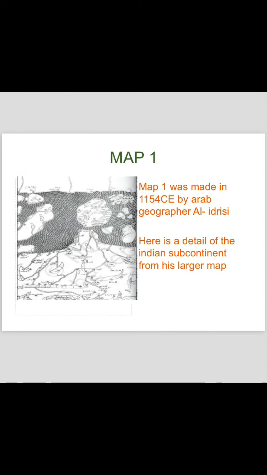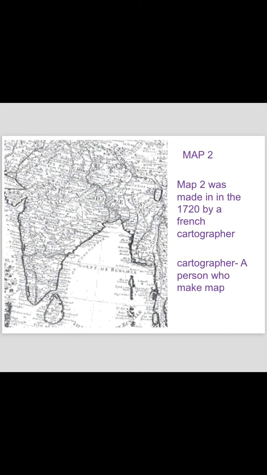Map 1 was made in 1154 by the Arab geographer Al-Idrisi. You know that Arabic is a language. In that language he made the map. A geographer works according to the environment, like fauna, and on that basis Al-Idrisi made this map, but he detailed the whole Indian subcontinent from his larger map. Map 2 was made in the 1700s by a French cartographer. A cartographer is a professional who makes maps, a person who makes a map.